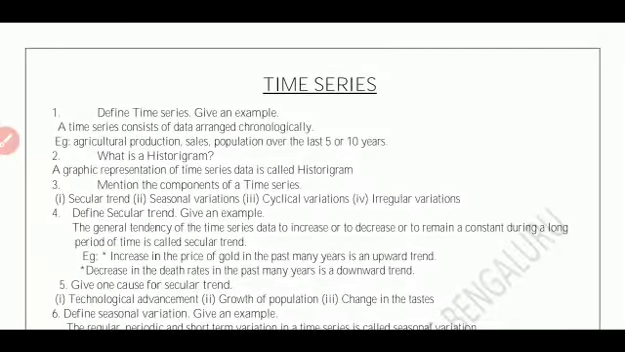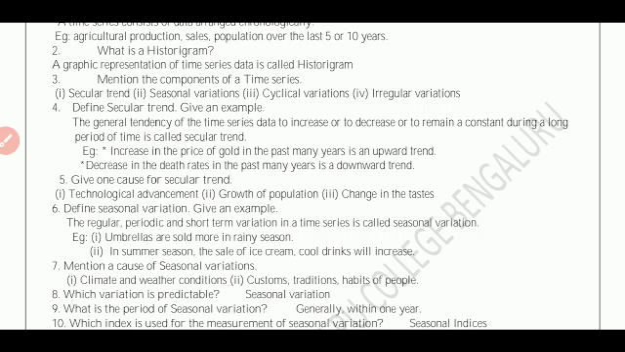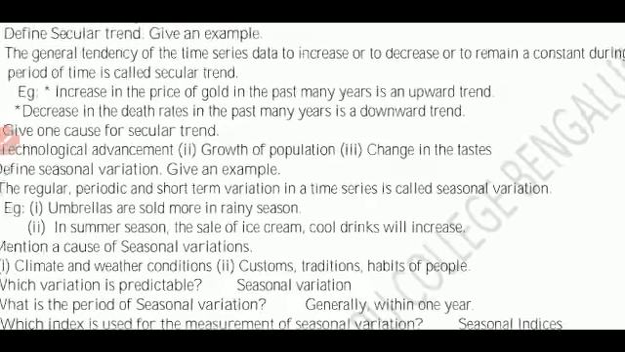Then comes the next, time series. Time series is a 1 and 2 mark question. Define time series, give an example. Then what is a histogram? Mention the components of a time series. Define secular trend, give an example. Then fifth one, give one cause for secular trend. What is the cause? Technological advancement, growth of population, change in tastes. Then sixth question, define seasonal variation, give an example.